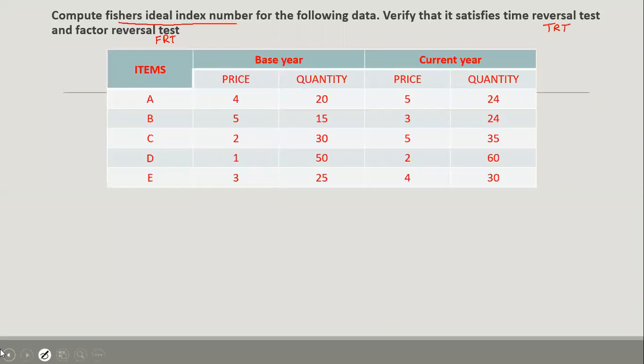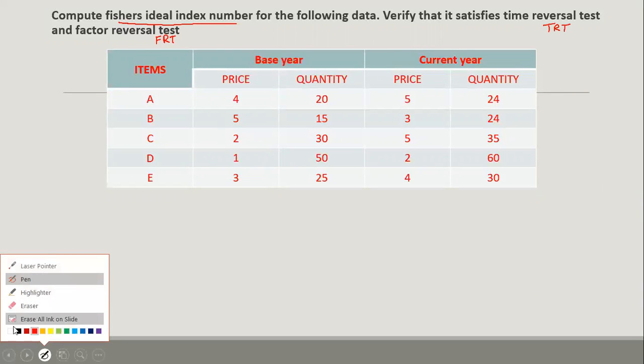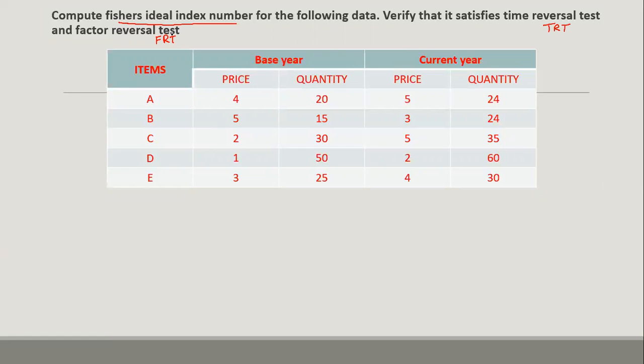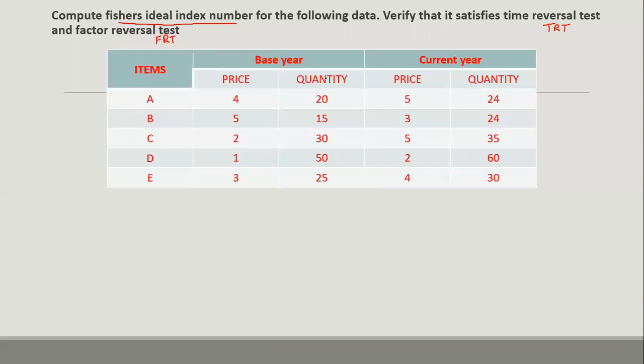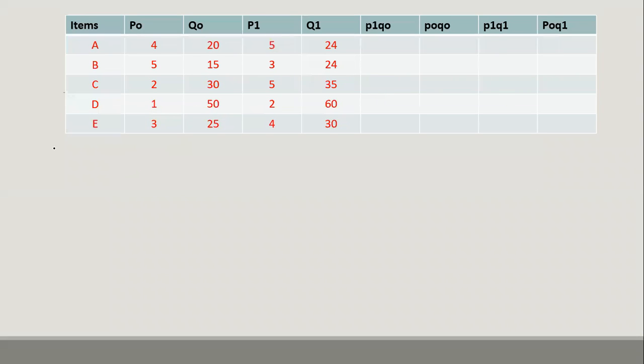So they have given us the data. We have to use all this data of base and current year and calculate. I've already written the information: the price of the base year, quantity of the base year, price of the current year, quantity of the current year. First, they have asked us to compute the Fisher index. So how to compute the Fisher index? I'll just write your solution.